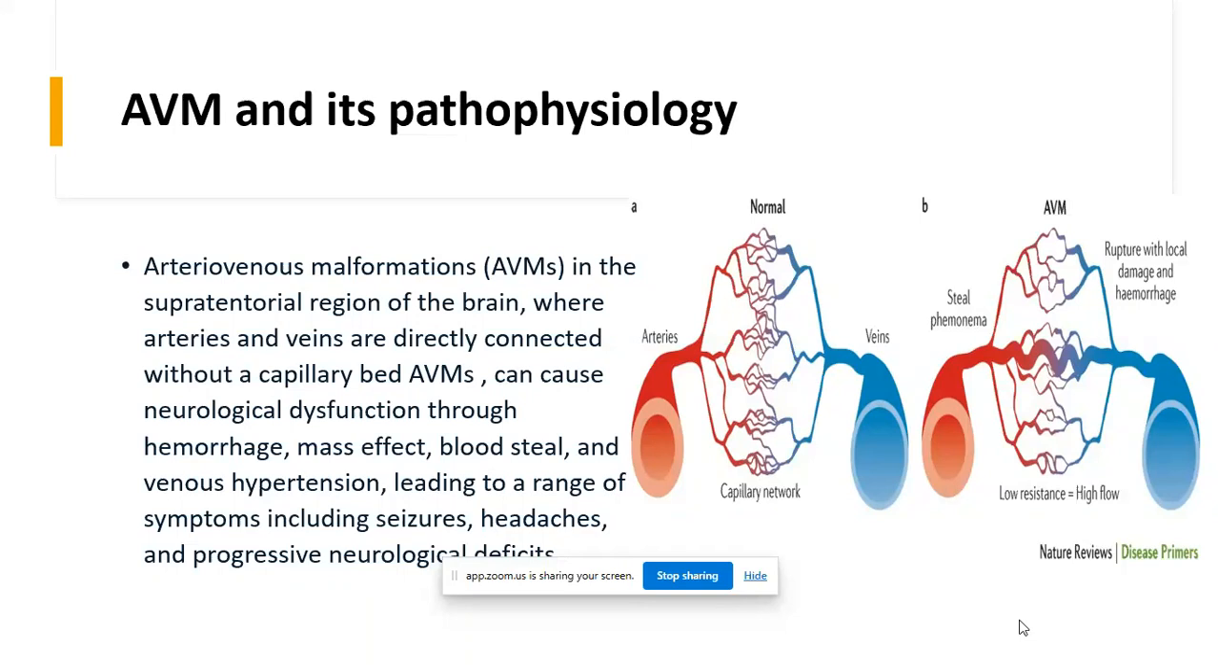Likewise, especially if they are large enough, they can exert pressure on surrounding brain tissue, causing mass effect. Because of this mass effect, it can lead to compression of the brain tissue, potentially causing seizures or neurological deficits.